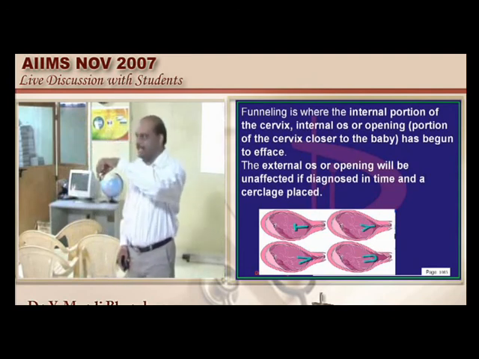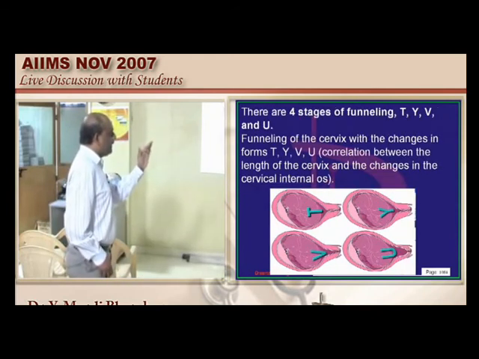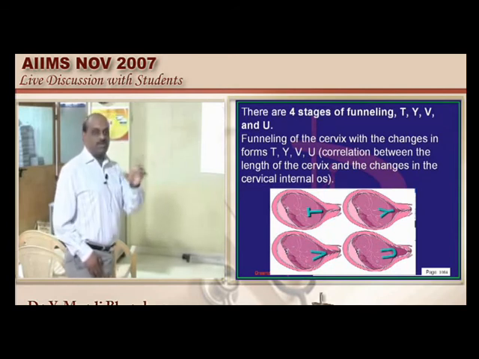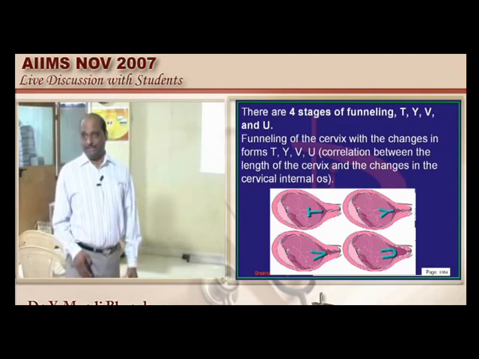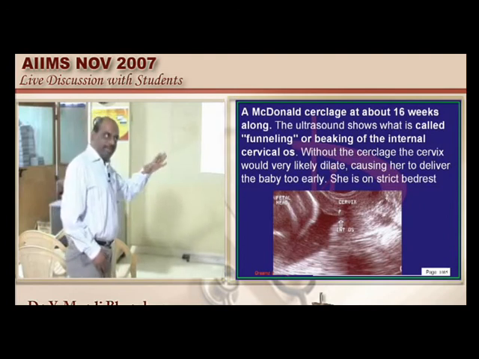Internal os, with still the external os being closed. So initially it will cause a T-shaped one, then Y-shaped one, V-shaped one, U-shaped one. The moment U-shape means even external os also has become patulous, and that is the time where there is a mid-trimester abortion. Funneling is in a very early stage where still external os is closed but internal os is wide open.